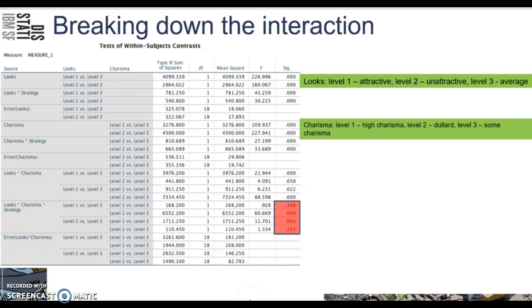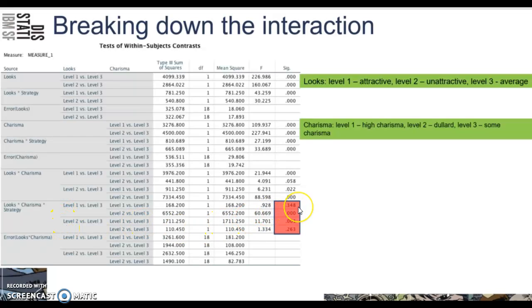Okay, so in this example we're going to look at the interaction between looks, charisma, and strategy. We can see here between level 1 versus level 3, there's a significant difference. That's looking at looks and charisma. And then this top half has to do with the dating strategy, hard to get versus normal.